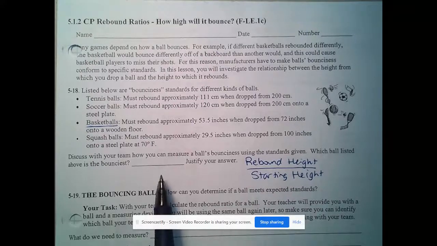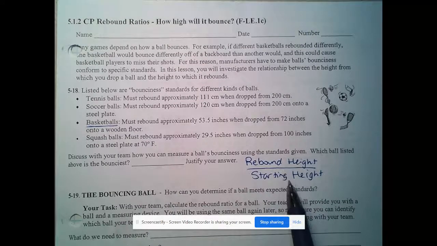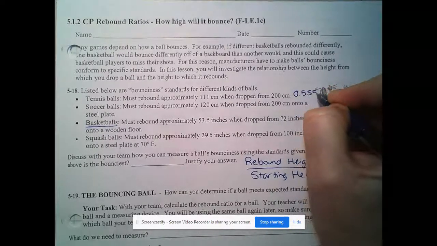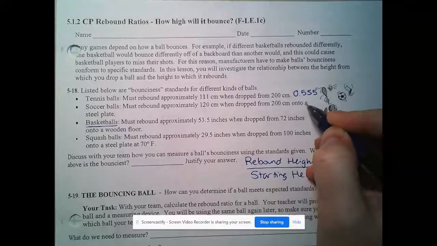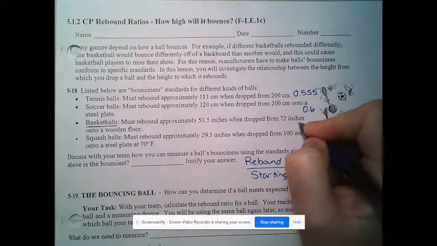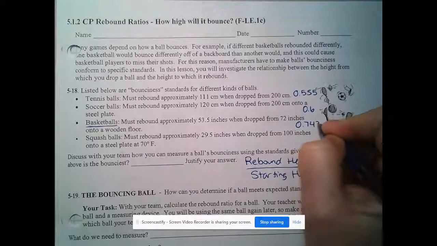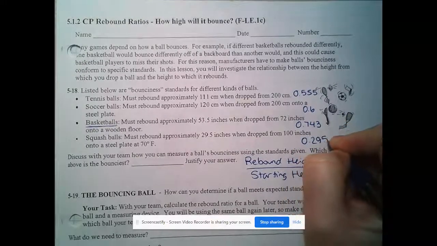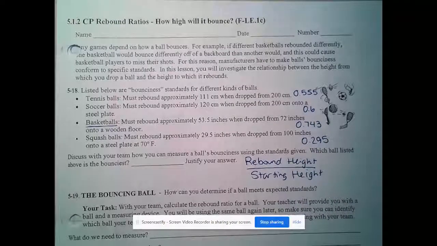So if we want to figure out which one's the bounciest, we would do rebound height divided by starting height. So the tennis ball comes up at approximately 0.555. Soccer ball should come up approximately 0.6. Basketball should come up at approximately 0.743. And squash balls approximately 0.295. Now, the reason I'm saying approximately is they're not actually testing these scientifically once they get out onto the court, but they do sort of have an understanding.